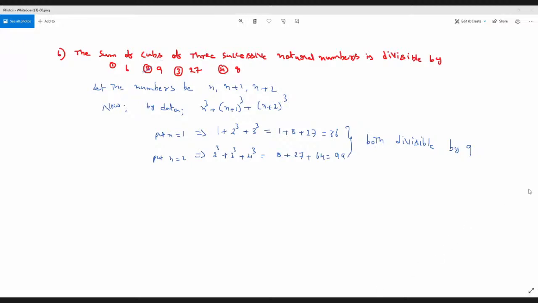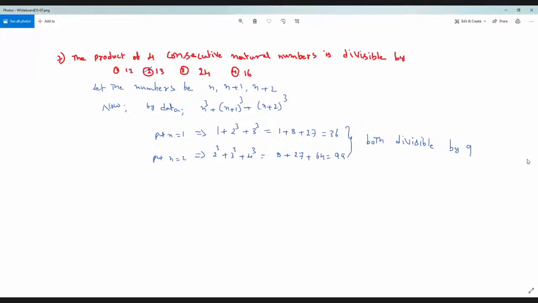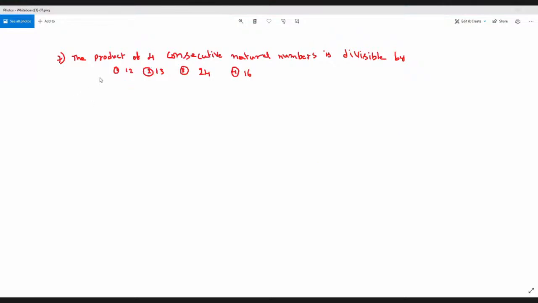Okay, ma, please write the next question. Please observe this one, ma. The product of four consecutive natural numbers is divisible by. Product of four means it is divisible by clearly 4 factorial, na? Same model, same as fifth question. So here the product of r consecutive natural numbers is divisible by r factorial. Here how many terms? 4. The product of 4 consecutive natural numbers is divisible by 4 factorial.